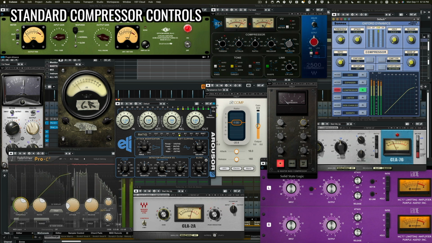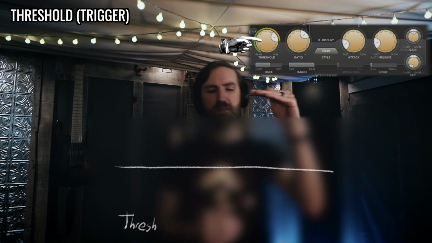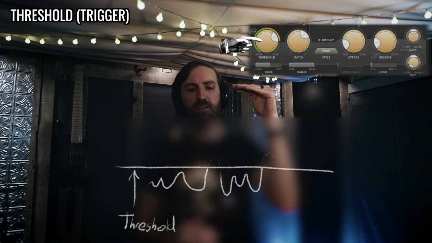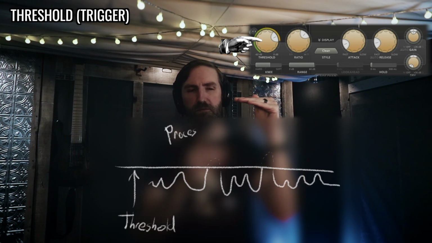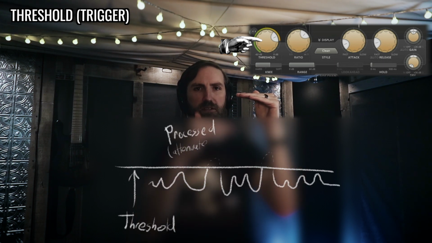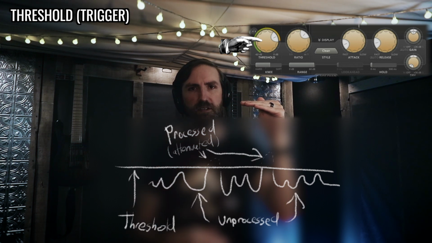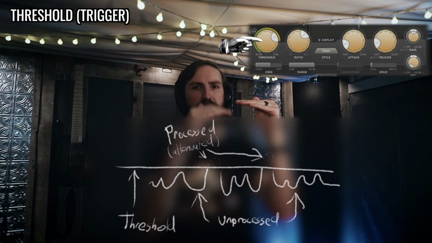Different compressors will have different types of controls, but they all generally operate the same way. The threshold sets the threshold for action. So the main thing you want to keep in mind is there's a threshold where the compressor starts doing something. Before that, nothing happens. If you've got a signal bouncing around below the threshold, the compressor is not going to do anything. It's once the signal crosses that threshold that it's going to start dipping.